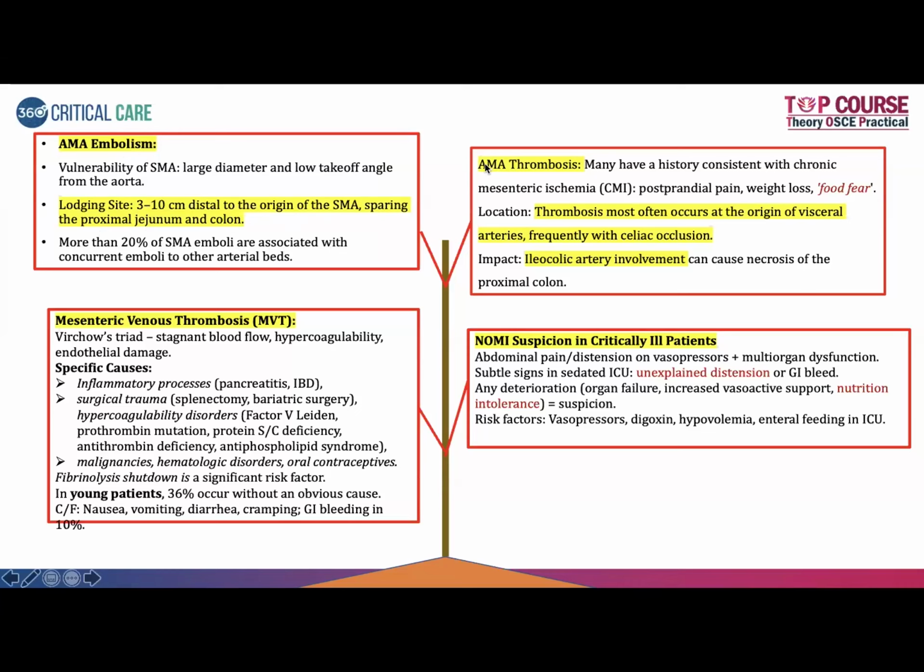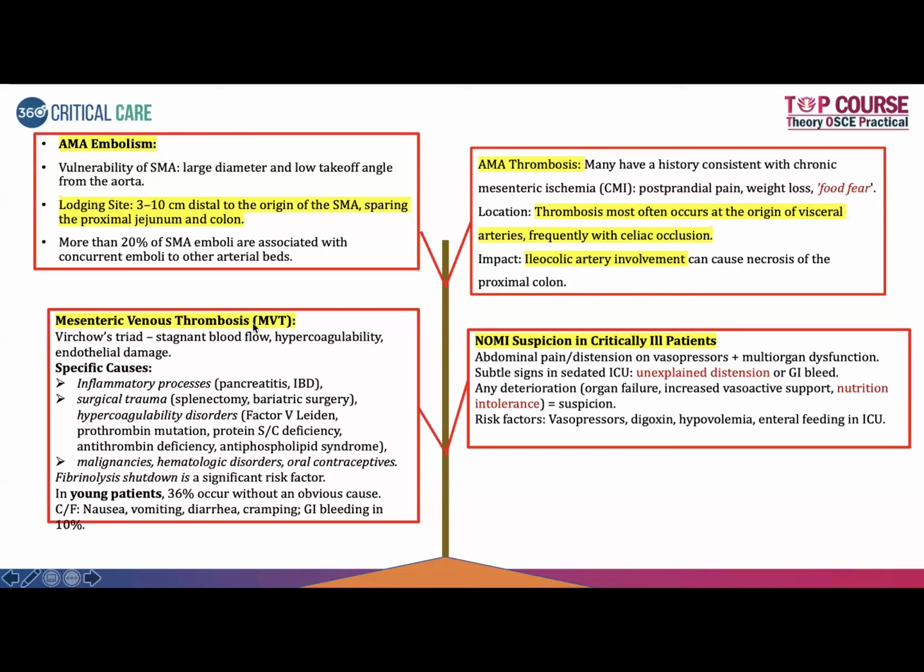In case of thrombosis, we already saw the patient will have postprandial pain. Because of that, the patient will not eat. There will be weight loss and food fear. Frequently, due to celiac occlusion, the ileocolic artery involvement can cause necrosis of the entire proximal colon.